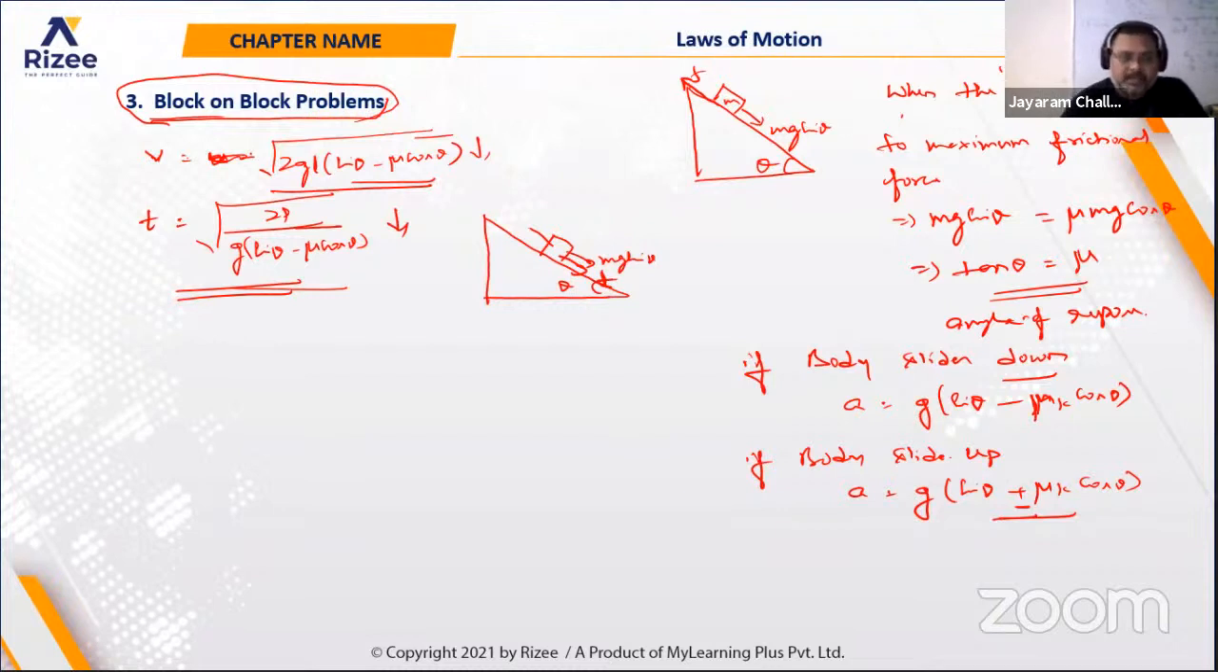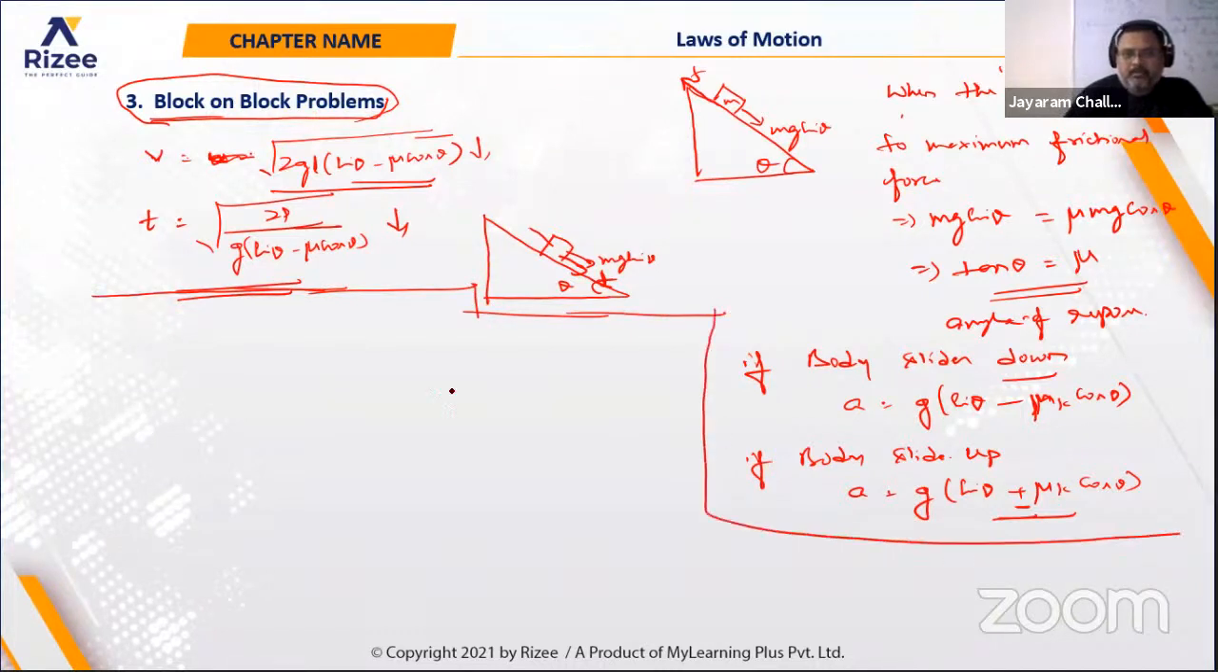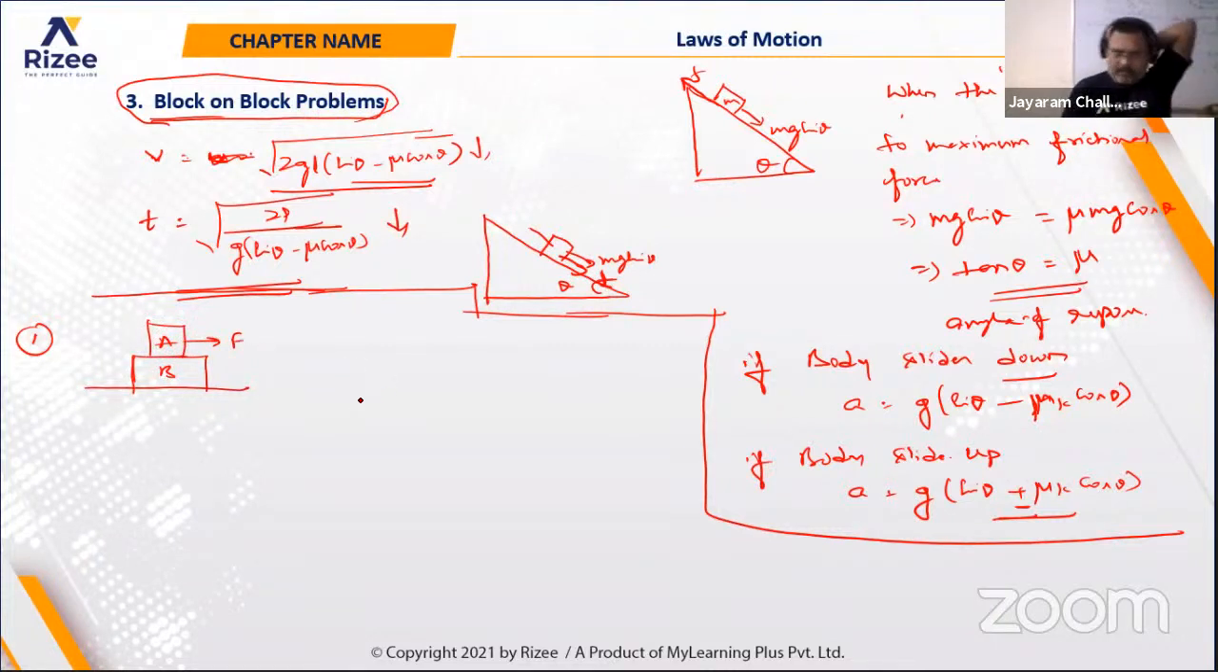Fine. So the next situation is the block on a block condition. Here there will be two situations. In the first situation, a block is placed on another block, suppose this is A and this one is B, and I am applying a force on the upper block. Now what will happen here?